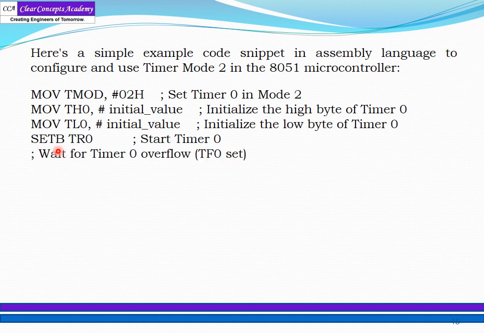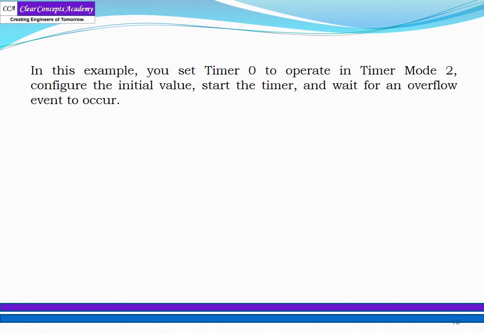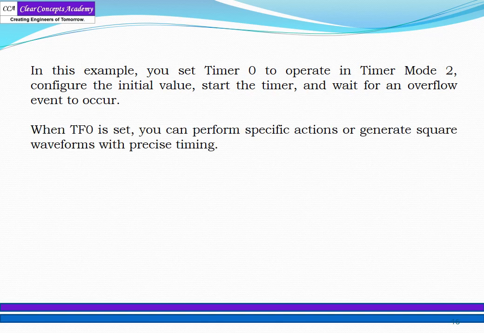Wait for the timer 0 overflow flag TF0 to be set, and when it is set, your code has to handle it. That means if the interrupt has occurred, then it will jump to the ISR and you will write some code there to take care of that interrupt. Repeat the process as needed. In this example, you set timer 0 to operate in timer mode 2, configured the initial value, started the timer and waited for an overflow to occur. When TF0 is set, you can perform a specific action or generate a square wave with precise timing.